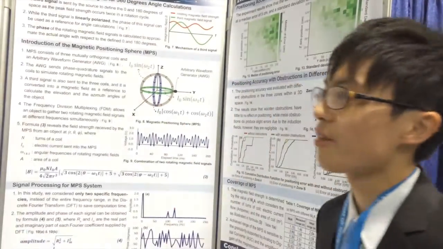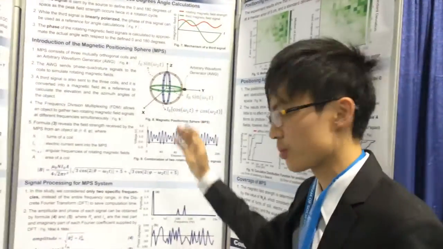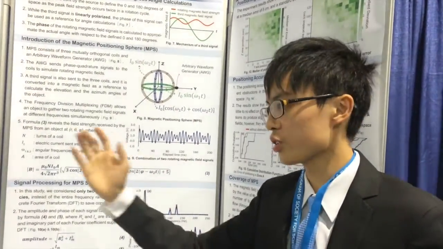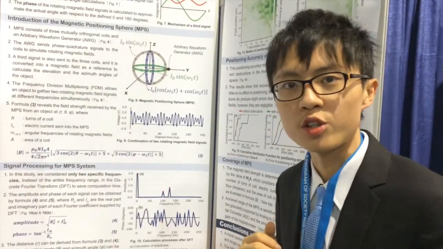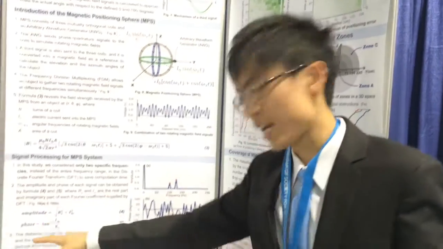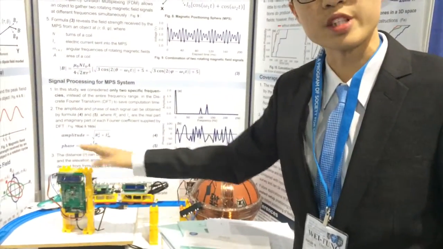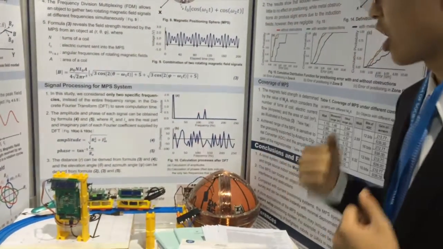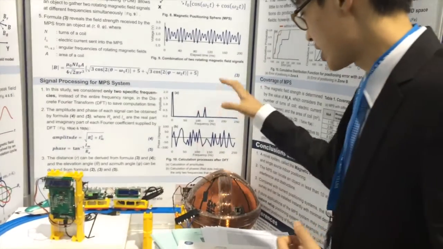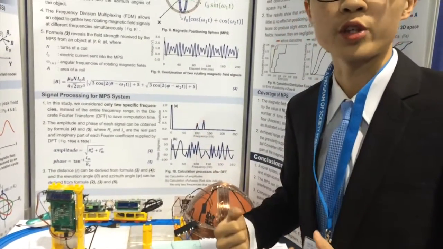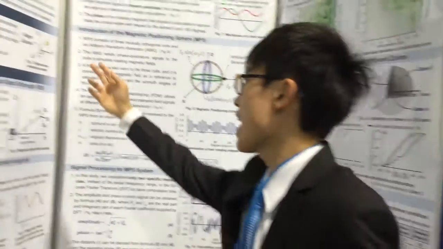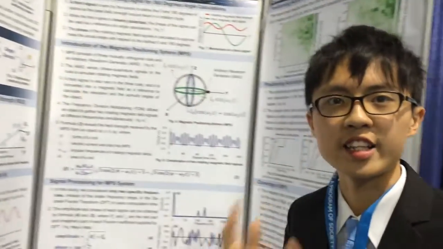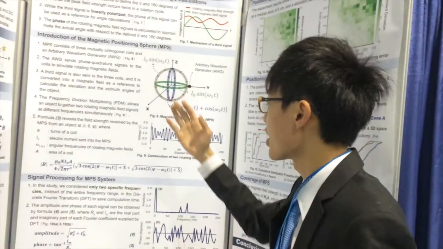Throughout system development, there are 3 main challenges. First of all, according to the characteristic of a rotating magnetic field, a time synchronization between the source and the object that is being detected must be done. To solve this, a third linear polarized signal is sent from the source as a reference to calculate the angle of an object.